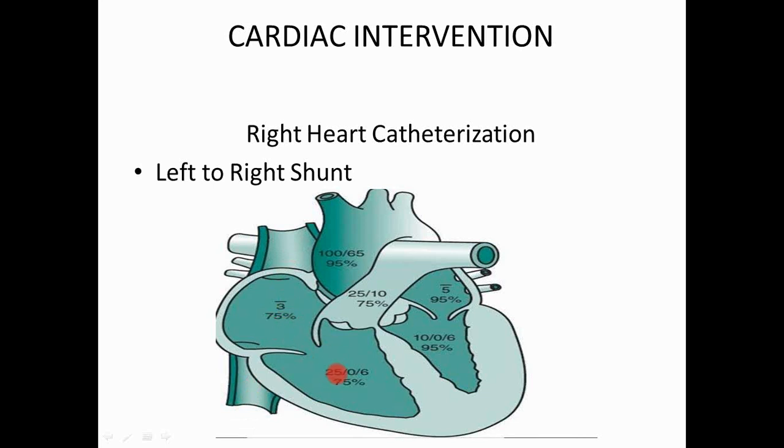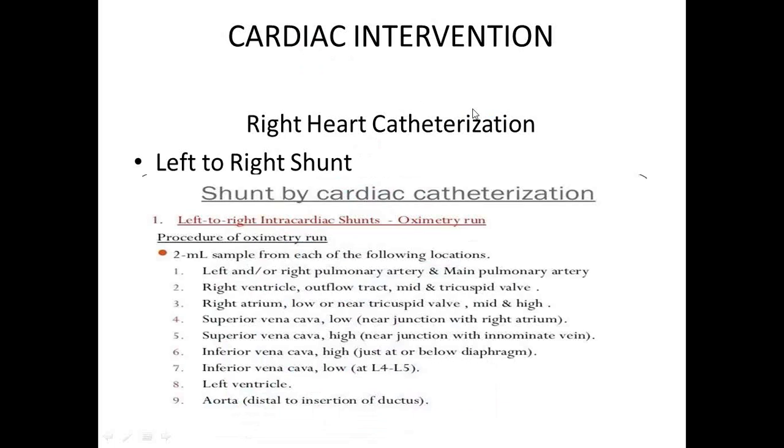And then after the atrium, you move to get a sample from the right ventricle. You get a sample from your pulmonary trunk, but you want to get it the full length of your pulmonary trunk. All right, so this is how you do your samples. And you want to get a sample also from your left ventricle and your aorta as well.